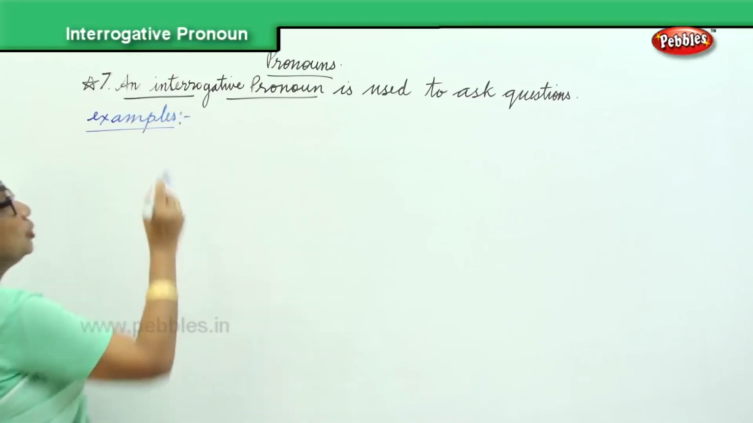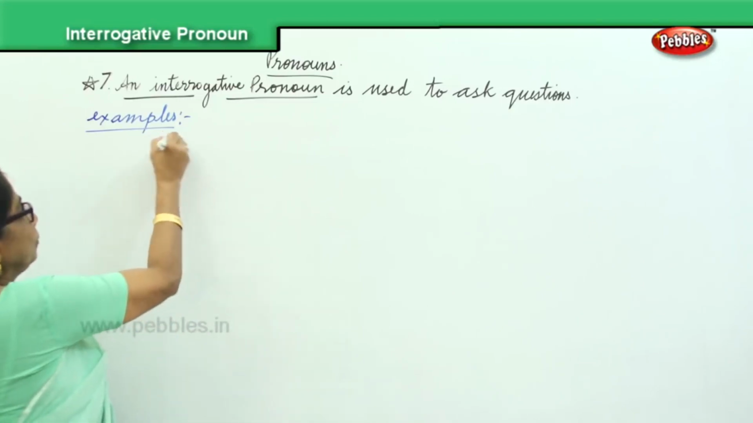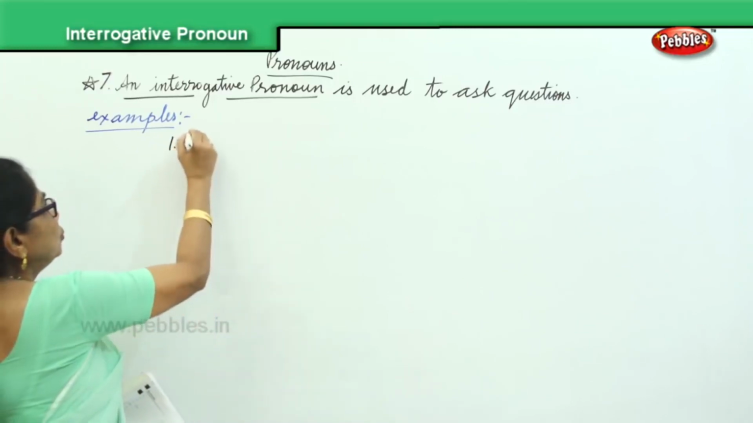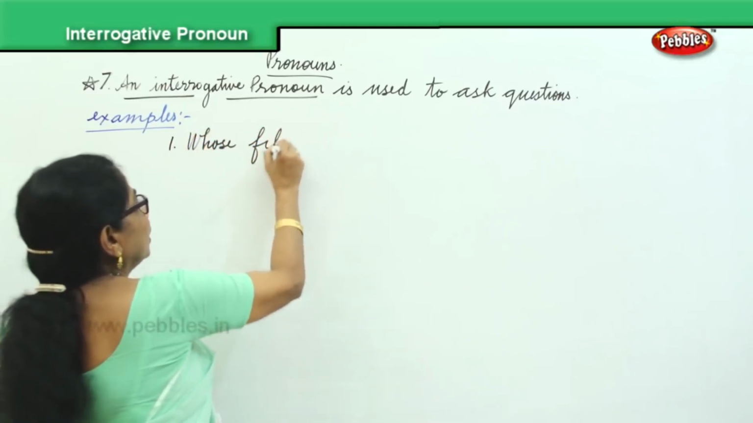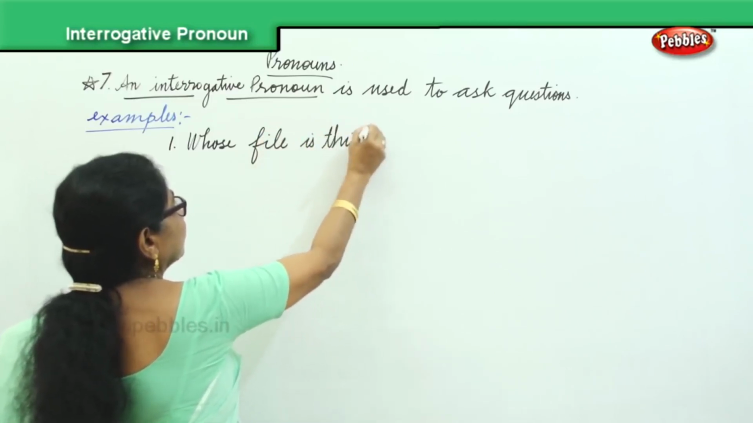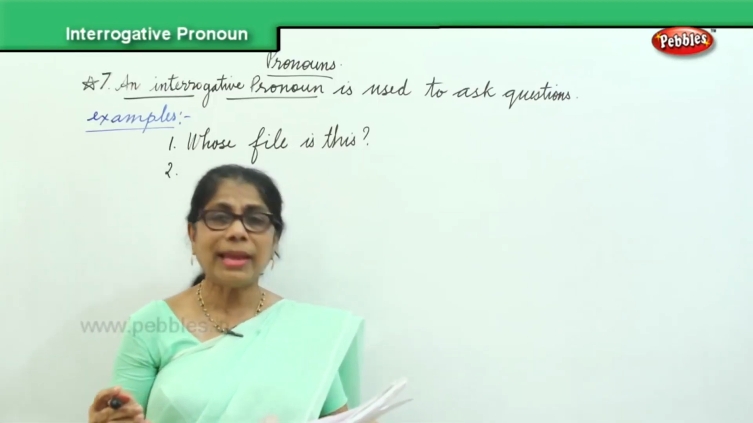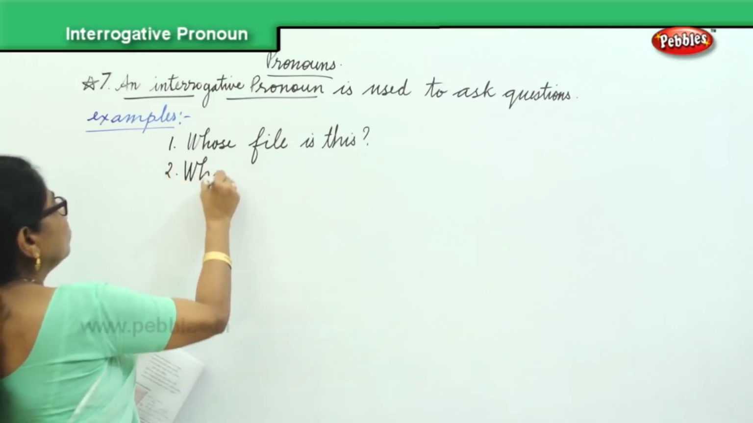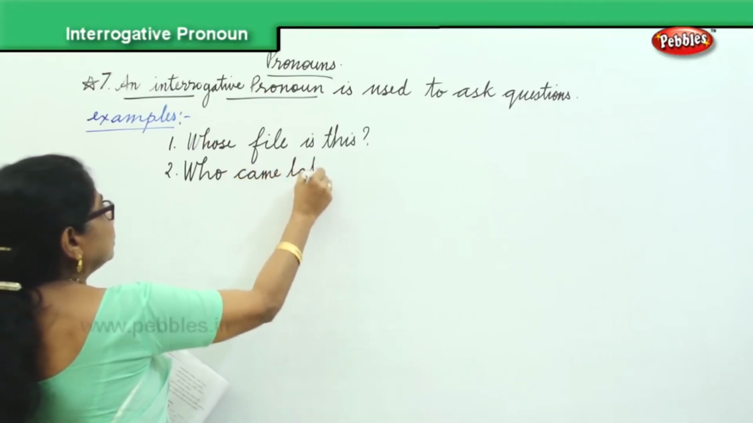Here are some examples for us to understand the interrogative pronoun. First one we have here is, whose file is this? Then we have, who came late today?